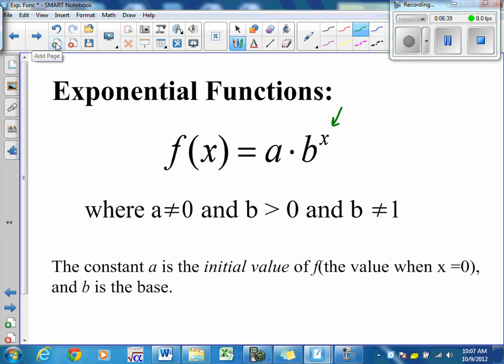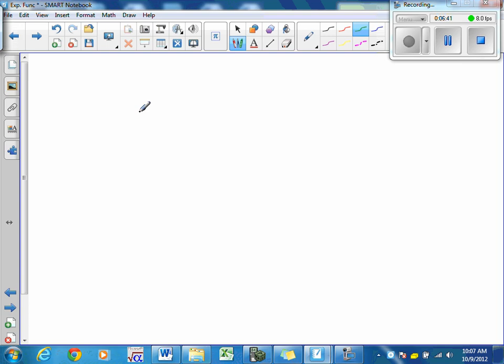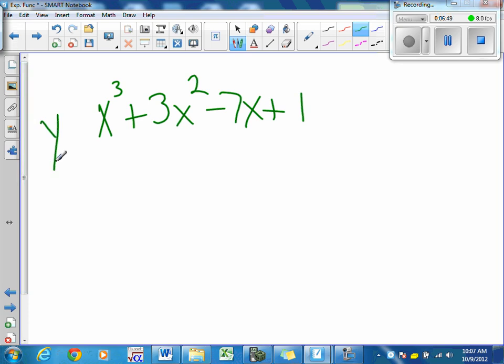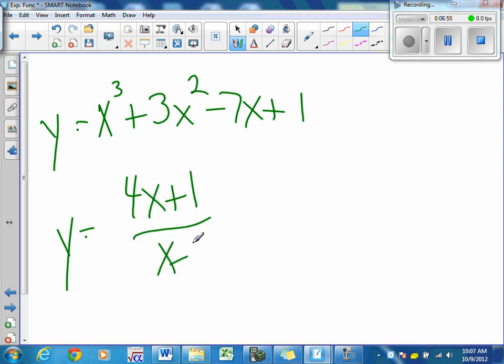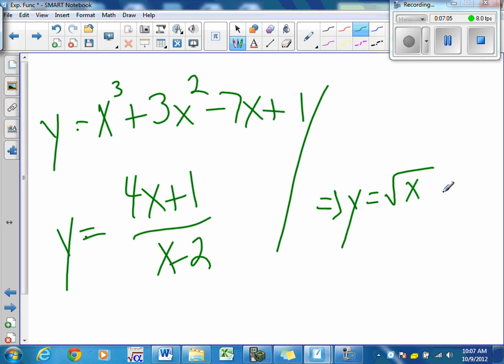If you think of everything else we've looked at, we've talked about things like x cubed plus 3x squared minus 7x plus 1. Those are polynomials. We've talked about things like 4x plus 1 over x minus 2. We've talked about all those kind of things. We've even talked about things like the square root of x, which would be x to the 1/2.